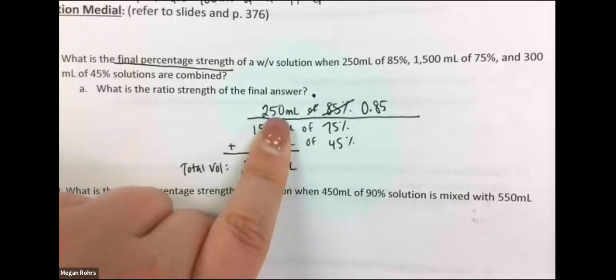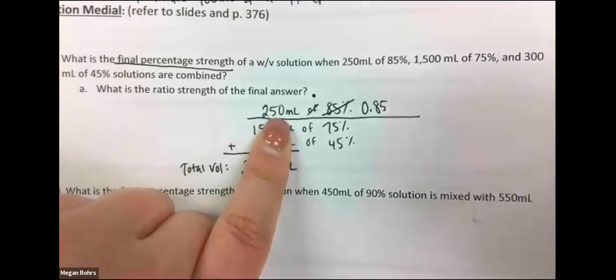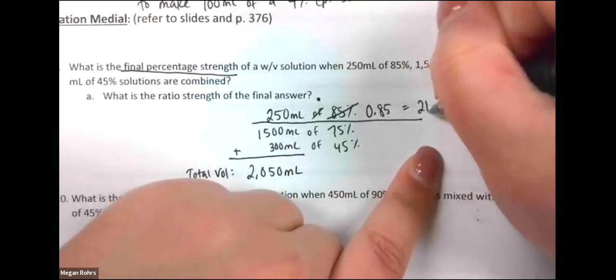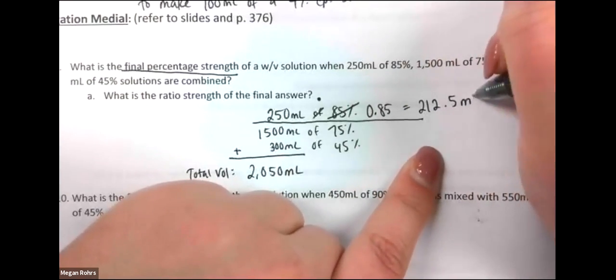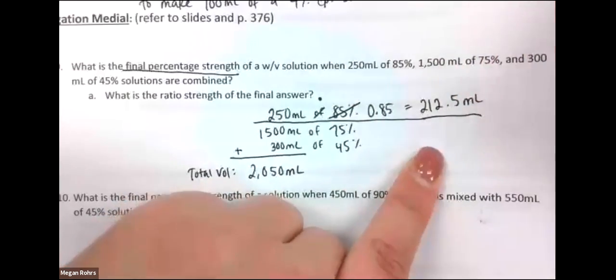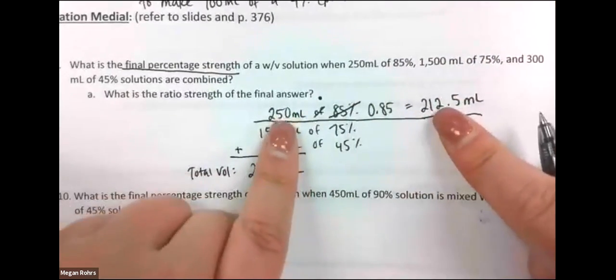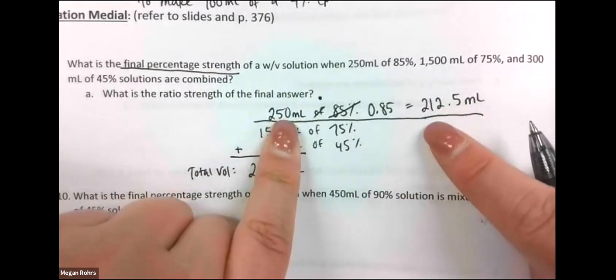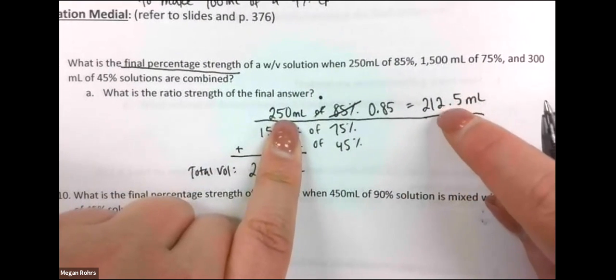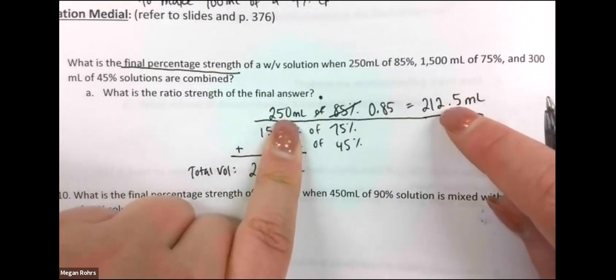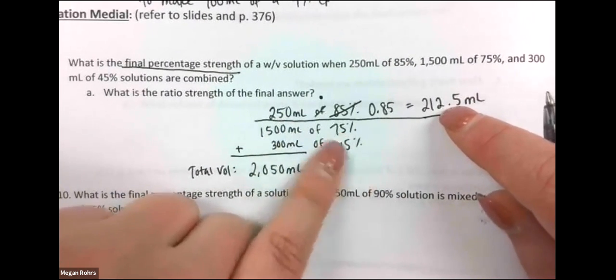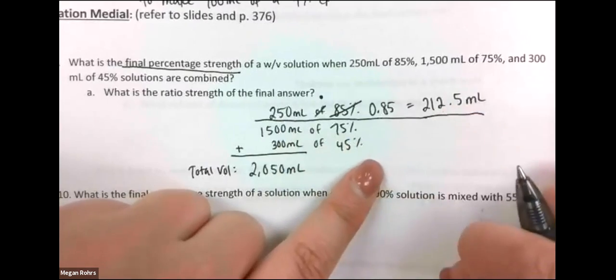So 250 times 0.85 gives us 212.5 mils. So that means that out of this 250 mils of total solution, this is the amount of that solution that is actually active, okay? So now we're going to do that for each of our ingredients.